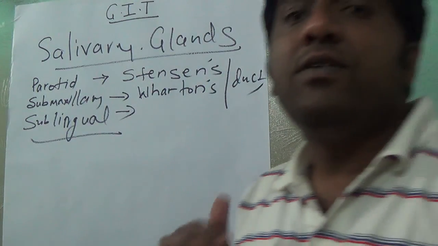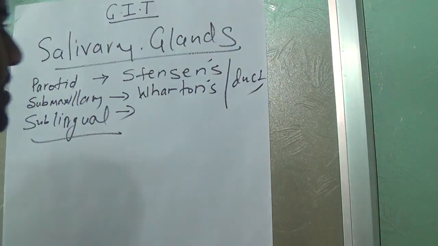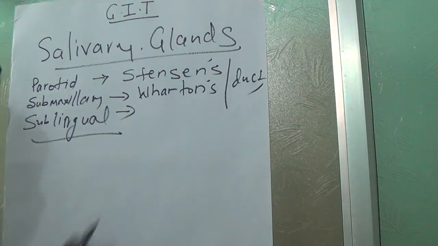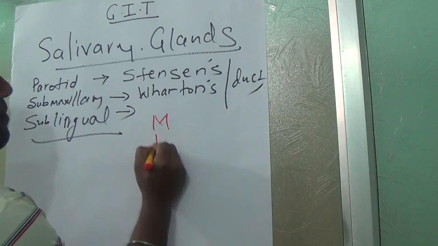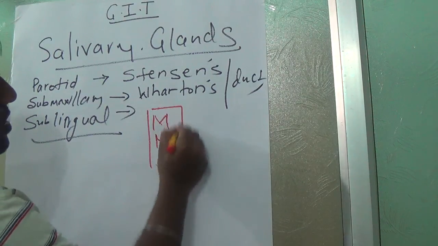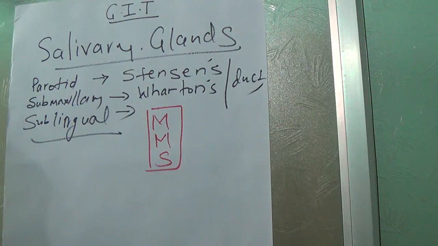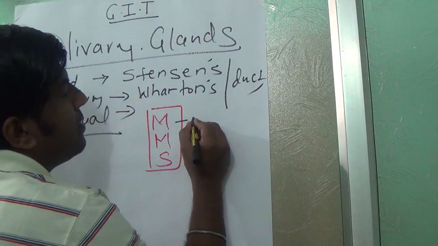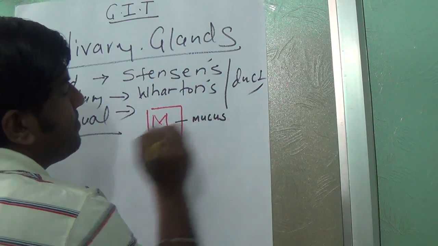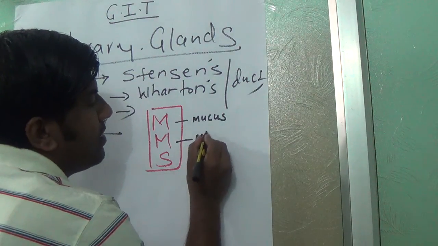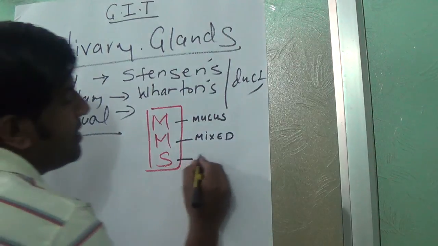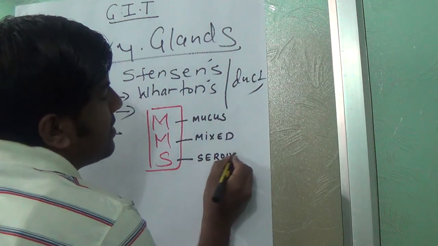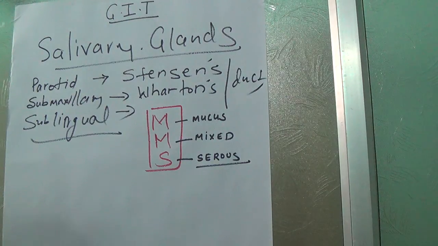Next, how do you want to classify these glands? When I see structure-wise, I can classify in a simple way using one word: MMS. All of you are aware of MMS, meaning multimedia messaging. So M stands for what? Mucus secreting glands. M stands for mixed glands. S stands for what? Serous glands. Mucus gland, mixed gland, serous gland.